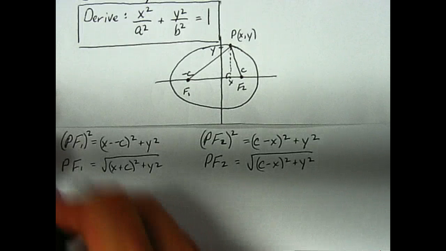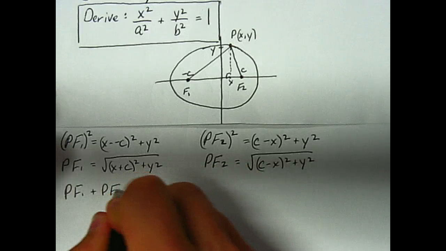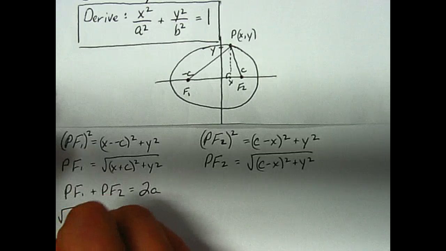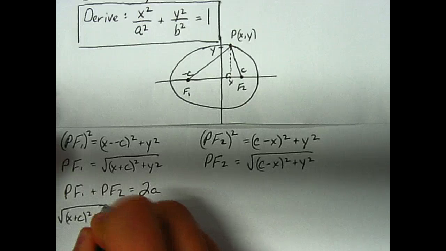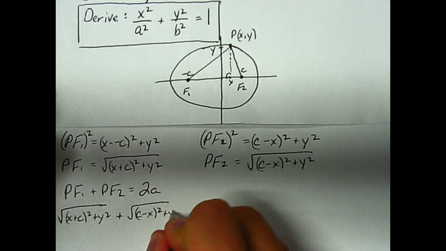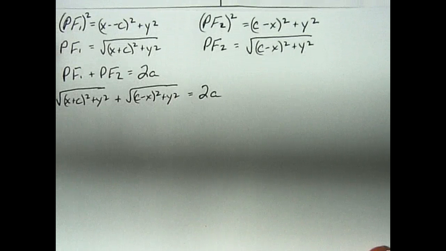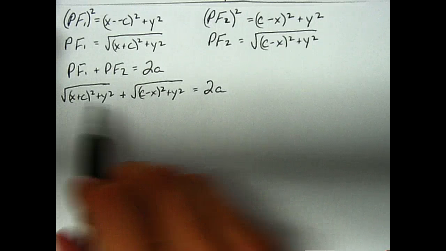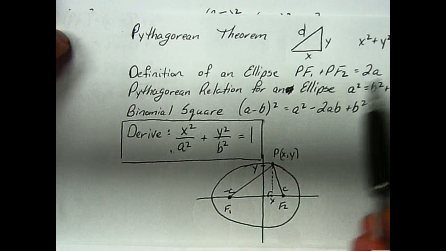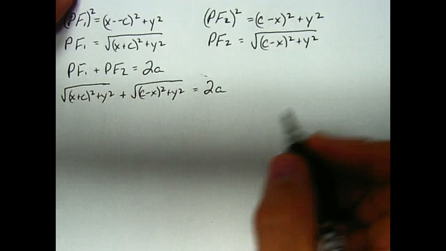Let's go ahead and apply that to our formula. So I'm going to have PF1, or our definition I should say, plus PF2 is equal to 2a. So substituting in, square root of x plus c all squared plus y squared plus square root of c minus x squared plus y squared is equal to 2a. Okay, and now the algebra begins. We're kind of moving away from our picture now, and what we want to try and do is simplify this out so that it looks like our formula of an ellipse. So we're stuck here with these ugly root signs, and we want to get to here. That's our goal.